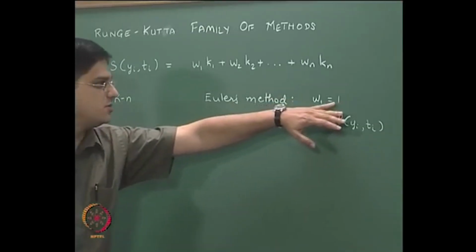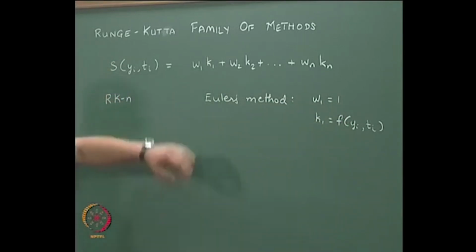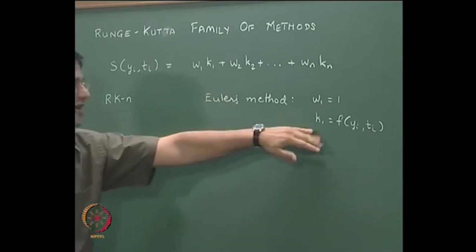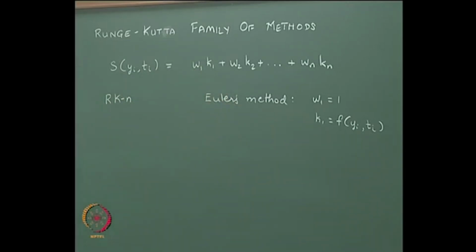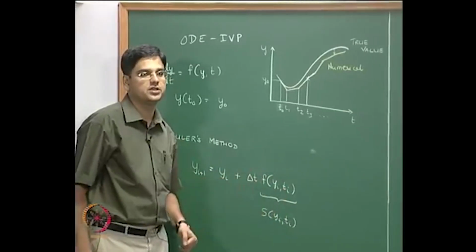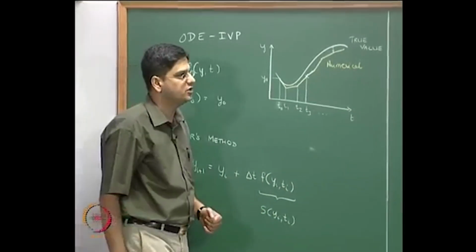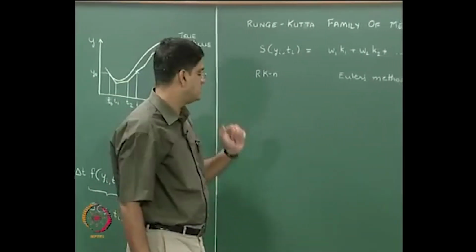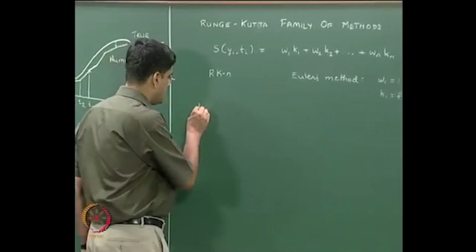So, when we substitute w equal to 1 and k1 equal to f, we will get s as nothing but equal to f at yi, ti, and that is really what we see as the Euler's method for solving the ODE, the numerical solution for the ODE. Okay. Next, I am going to talk about second order RK methods.